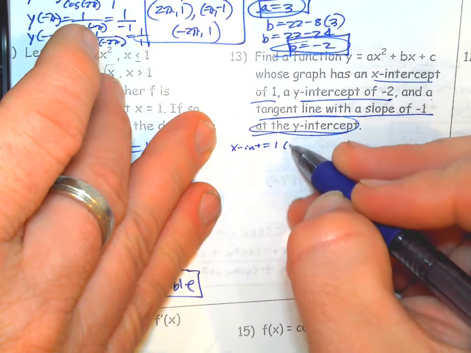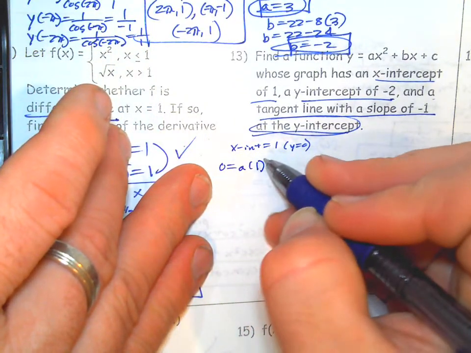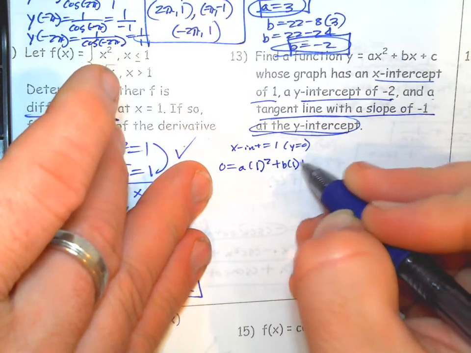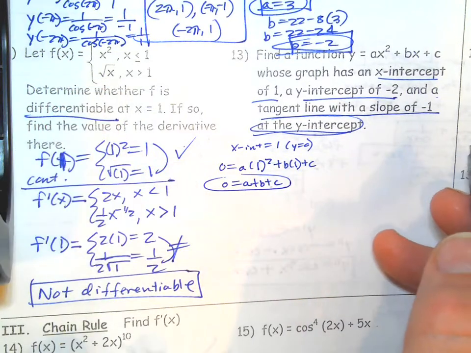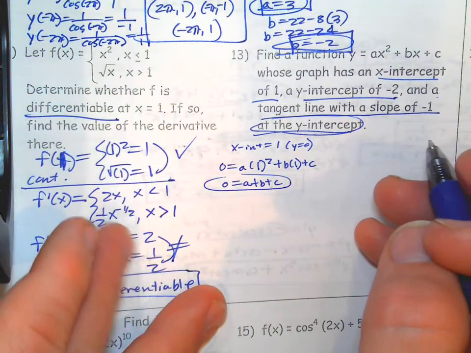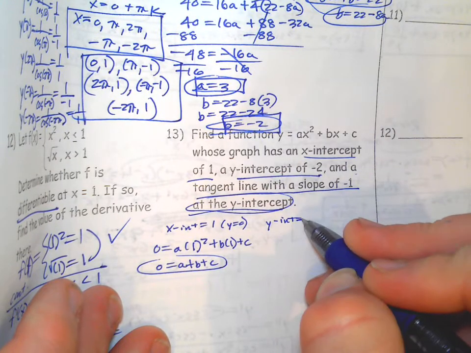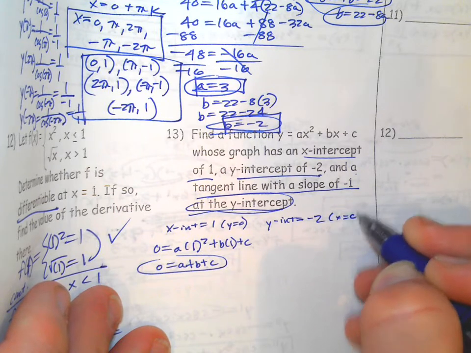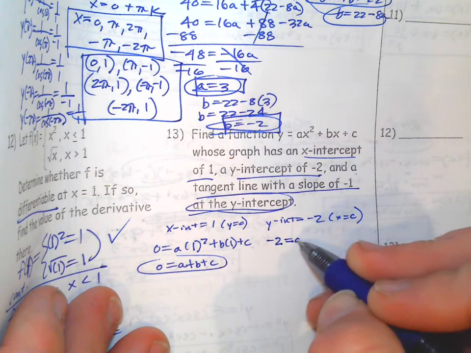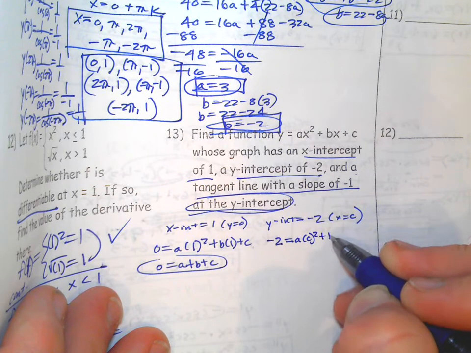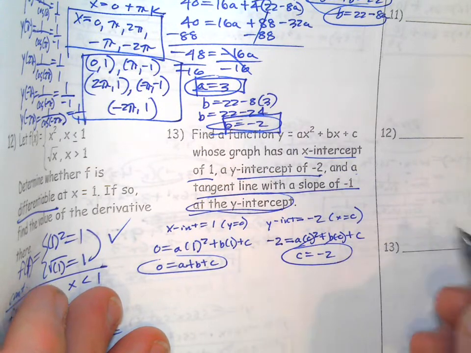X-intercept of 1 means that the y value equals 0 at the same time. So we can plug 0 in for y, 1 in for x, and we get 0 equals a plus b plus c. So that's one equation for a, b, and c. Okay, how about the y-intercept? The y-intercept is negative 2, which means x equals 0 at the same point. So I'm going to plug negative 2 in for y and 0 in for x, and we actually get c equals negative 2, so we got one of our values.